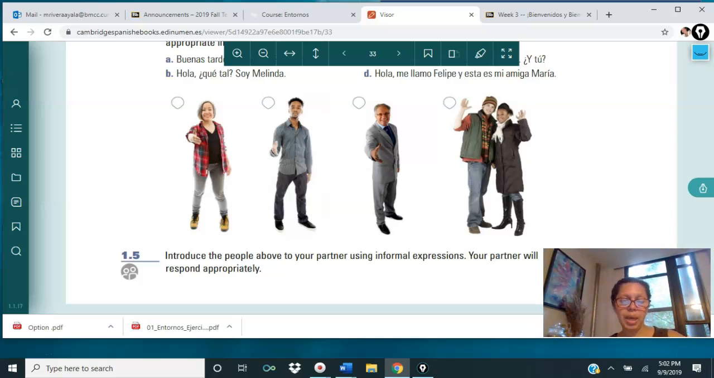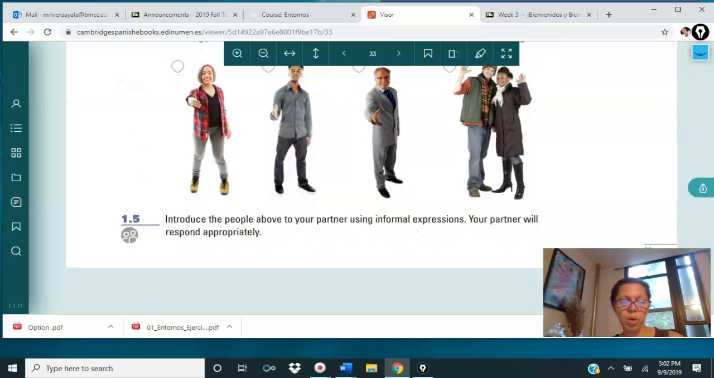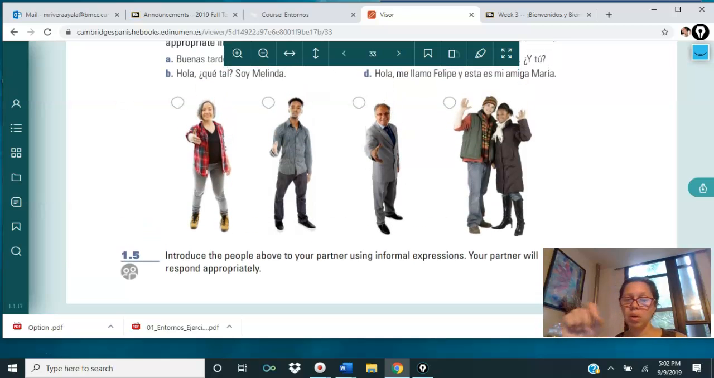Bien. And the last one, 1.5, introduce the people above to your partner using informal expressions. You can write it down, okay? Eventually we will practice this through VoiceThread, but in this case, 1.5, you just create the conversation, okay?